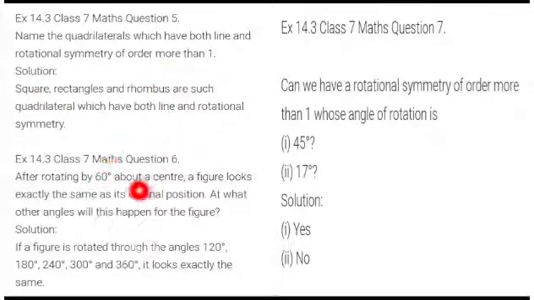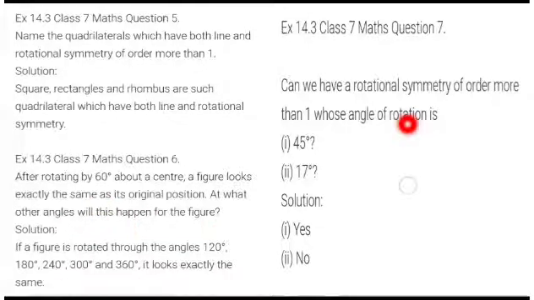Okay, then the sixth question, students: after rotating by 60 degrees about a center, a figure looks exactly the same as its original position. So at what other angles will it happen? So after every 60 it happens, right? So the first angle is 60, so the second angle will be 60 multiplied by 2, so it will be 120. Again 60 multiplied by 3, that is 180. So you have to give till 360, you have to give 6 times. Okay, so one is 120, then 180, then 240, 300 and 360. It will look exactly the same.